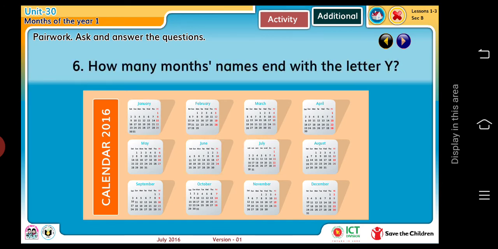How many months' names end with the letter Y? January, February, May, July.